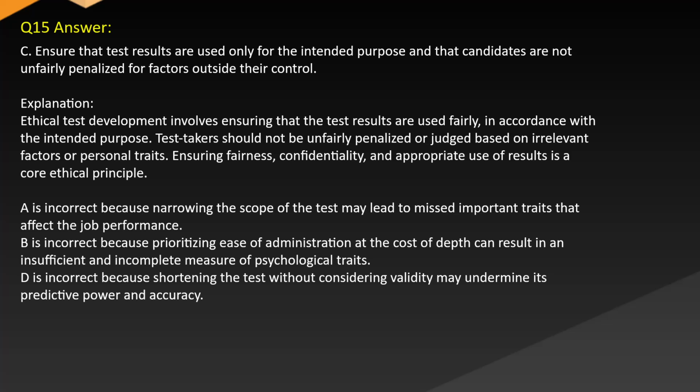A is incorrect because narrowing the scope of the test may lead to missed important traits that affect job performance. B is incorrect because prioritizing ease of administration at the cost of depth can result in an insufficient and incomplete measure of psychological traits. D is incorrect because shortening the test without considering validity may undermine its predictive power and accuracy.